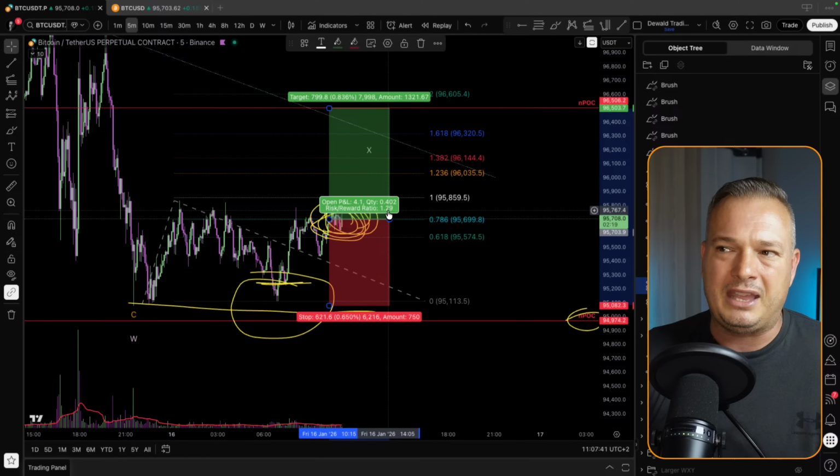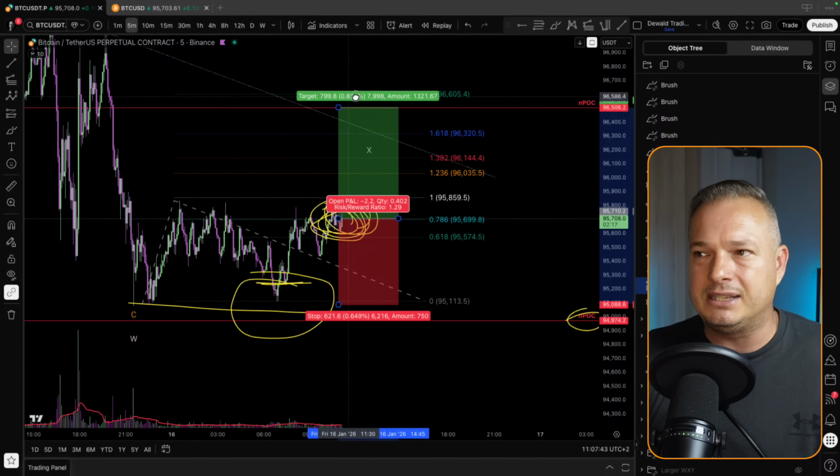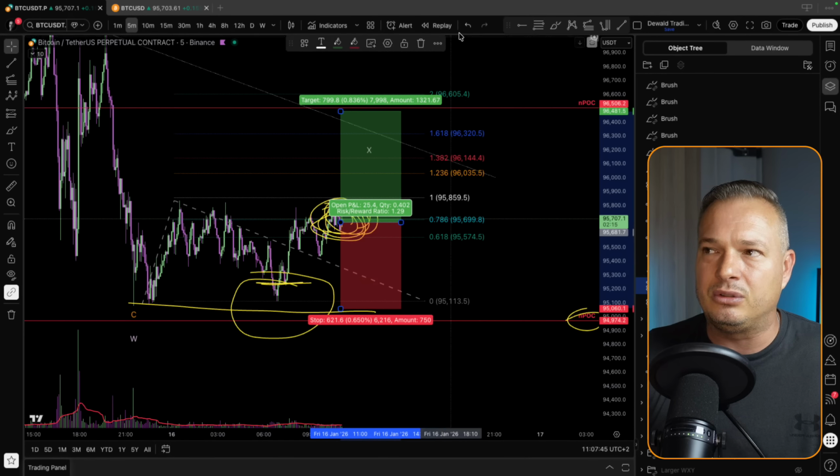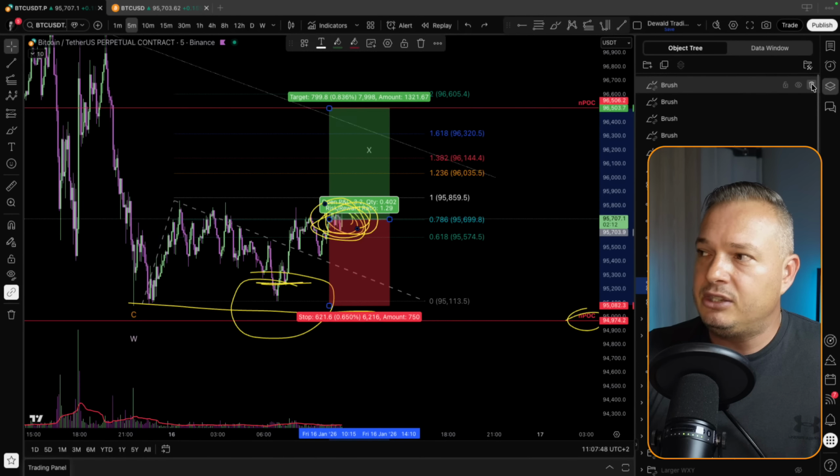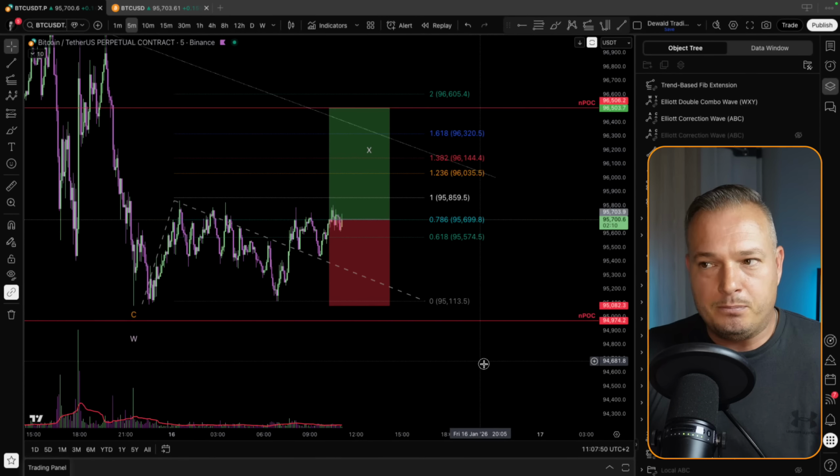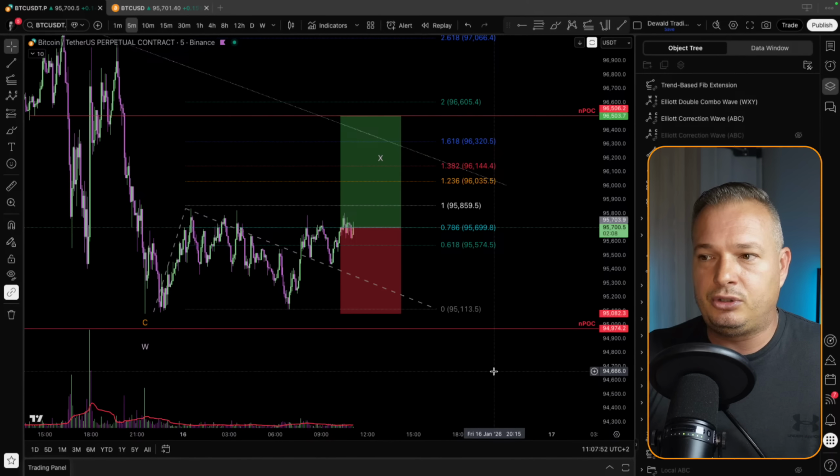1.29 risk to reward if you enter here. We might not even get to these levels, okay? We might not even get here to the top. So please do not FOMO into trades. If you missed it, you missed it. You wait for the next trading opportunity.